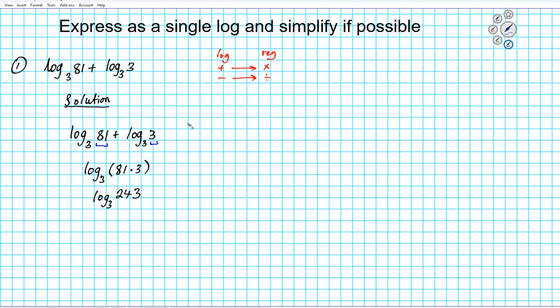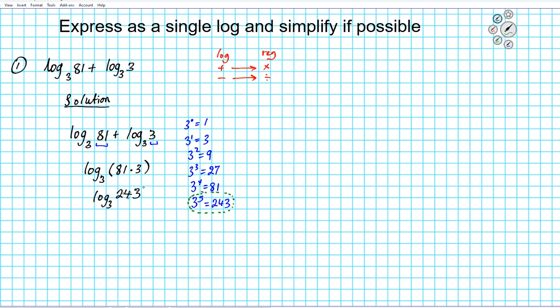So 3 to the 0th power is 1. 3 to the first power is 3. 3 to the second is 9. 3 to the third is 27. 3 to the fourth power is 81. 3 to the fifth power is 243. Jackpot. This is the exponential equation that we're going to be using to make the substitution.